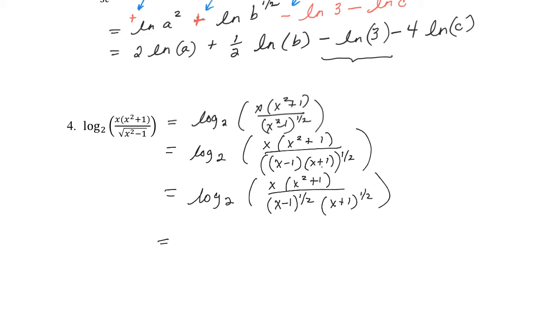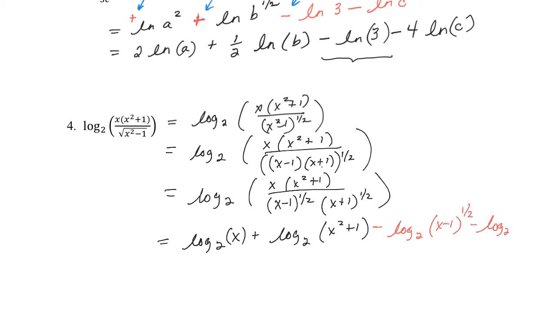So I have, remember, everything is positive, everything in the denominator will be negative. So log base 2 of x plus, you can use parentheses, log base 2 of x squared plus 1. So that's the expansion of the numerator. Now everything in the denominator is negative, minus log base 2 of x minus 1 to the 1/2 minus log base 2 of x plus 1 to the 1/2.